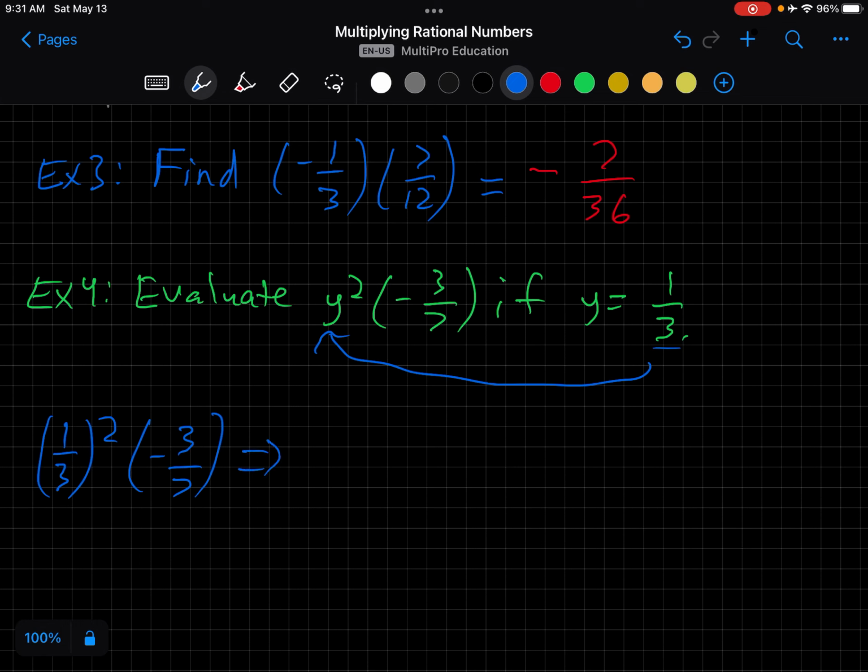And I'm not very good at writing. All right, so what does this become? Well, when you square something, it's like multiplying against itself. So let's just do that. 1/3 times 1/3 times minus 3 over 7.